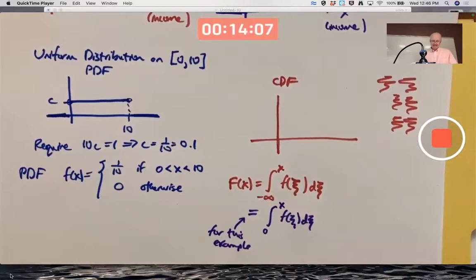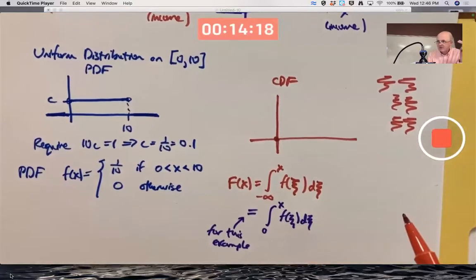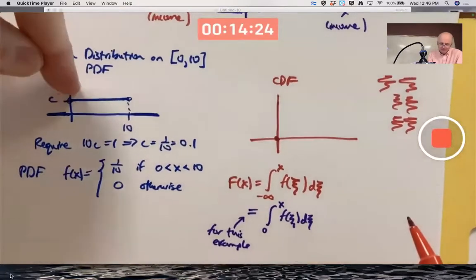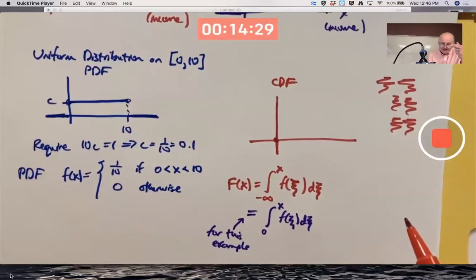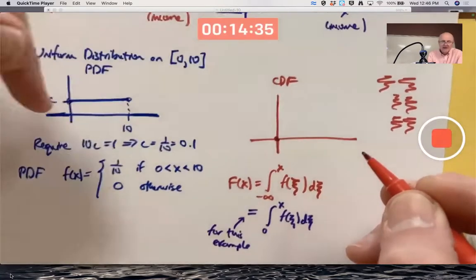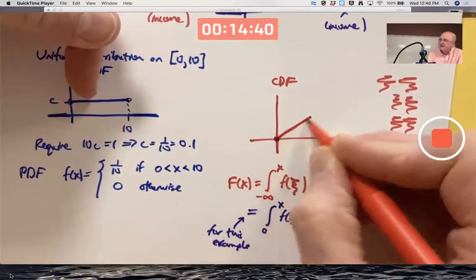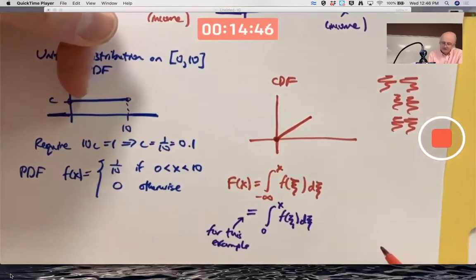Which means, this is important, which means the value of the CDF at 0 is going to be 0 for this example. There's some other examples where it's not, but for this example, it is. Anytime your PDF starts positively, once x becomes 0 or positive, your CDF is going to go through the origin. And it's accumulating areas under this graph. This graph's a horizontal line. You're going to accumulate areas with a straight line. In fact, the slope of this straight line must be the value of C, must be 1/10.